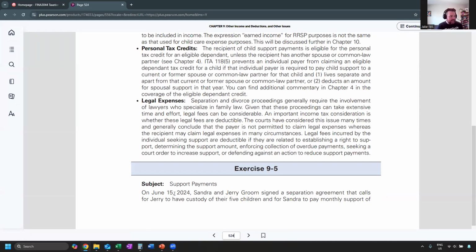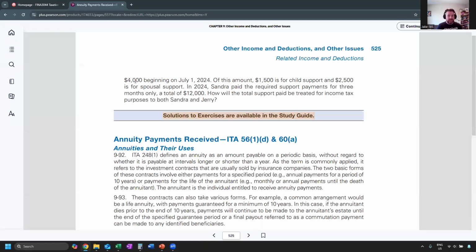So on June 15th, Sandra and Jerry Groom signed a separation agreement that calls for Jerry to have custody of their 5 children and for Sandra to pay monthly support of $4,000. So $4,000 is being spent per month beginning on July 1st. So our tax year ends December 31st. July to December is 6 months. So we expect 6 payments of $4,000. Of the $4,000, $1,500 is for child support and $2,500 is for spousal support.